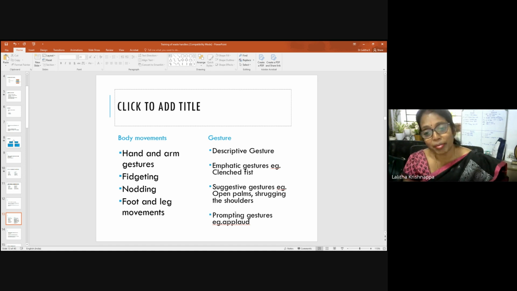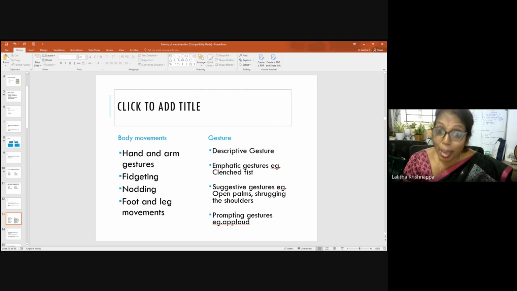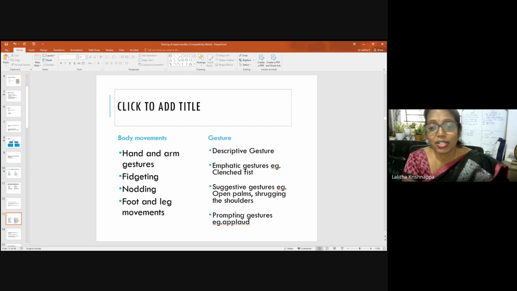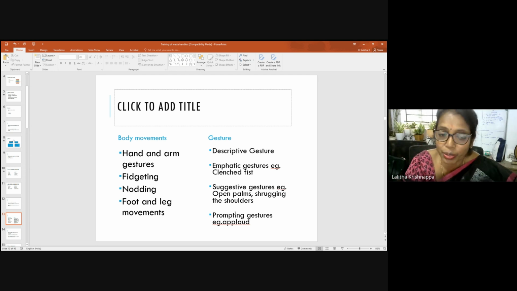What is this? You didn't tell me the answer. So these are all suggestive gestures that show you are not happy or you're very happy. And prompting gestures are telling people, instead of telling them to clap, you may say, come on, clap. In the auditorium, we see that being done, right? So these are different gestures which will help you to be effective communicators. Any questions here?